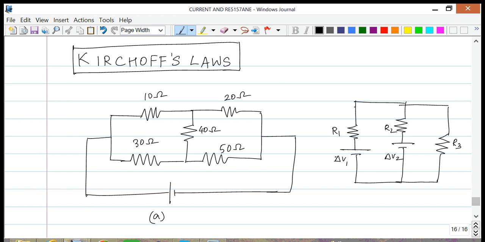Okay, so now we're going to start studying circuits that are a little more complex, circuits that cannot be simply broken into simple series or parallel parts. And in order to tackle these circuits, we're going to need something called Kirchhoff's laws to be able to solve the circuits. Now, let's look at a couple examples here.